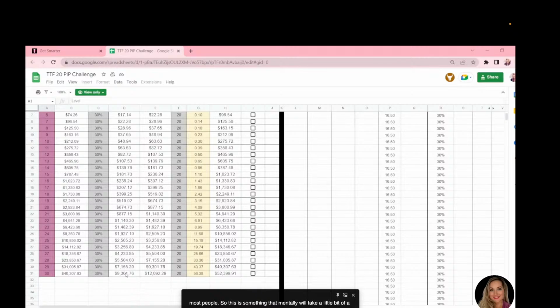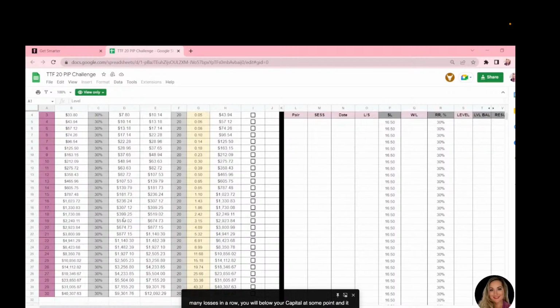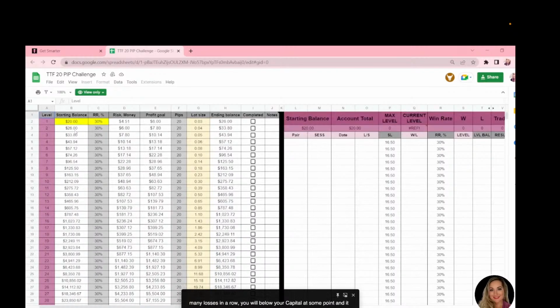So you have to be ready and prepared to do a challenge like this and be able to take those kind of losses. If you're interested in doing something like this, I definitely suggest you practicing a little bit on demo and practice getting used to seeing these type of trades and losses and stuff like that. I also suggest that you trade something with a higher win rate, because if you have too many losses in a row, you will blow your capital at some point and it will just destroy the challenge and you will have to restart over with your $20 again.